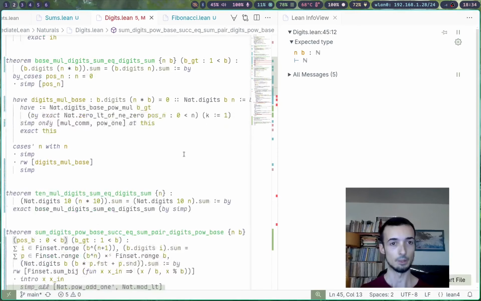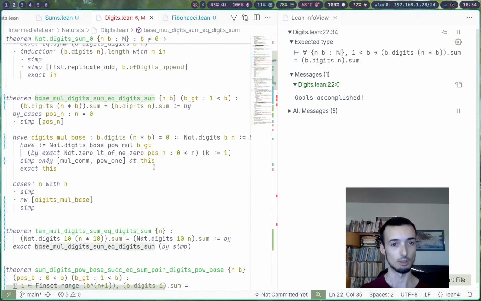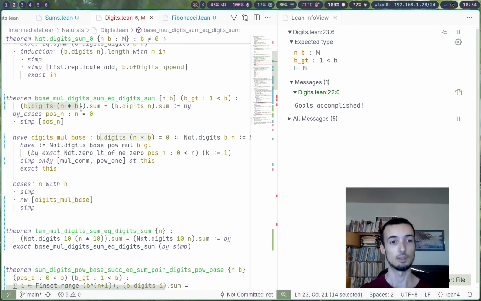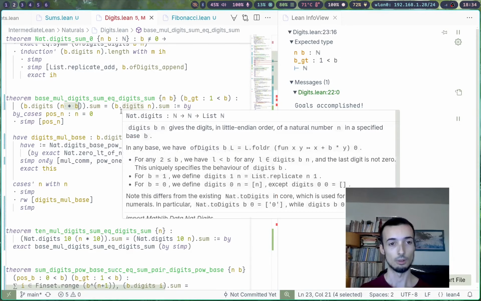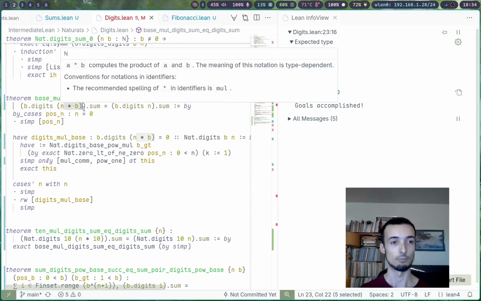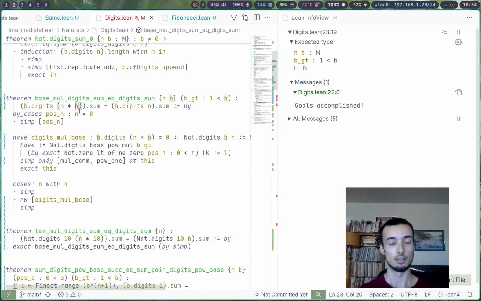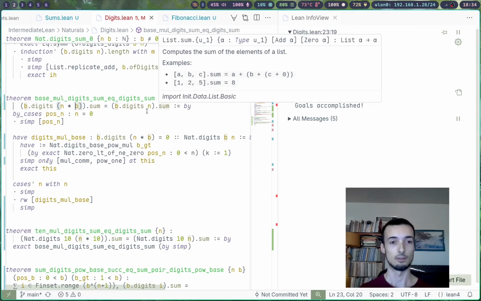I'm going to go over the existing theorem that I've already proven. We've already generalized this one, so let's start with that. This is a theorem that says that the sum of the digits, so this is the list of the digits of n times b, is equal to the sum of the list of the digits of just n. And the reason is because when you multiply by the base, you are adding a 0 digit in any base that you're in. And so that means that the digit sum is not affected by that.